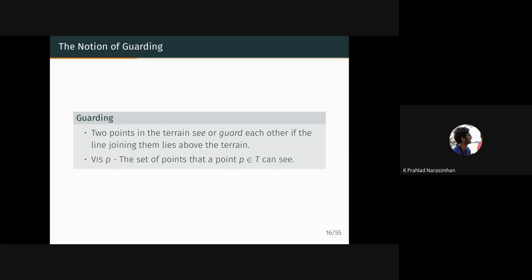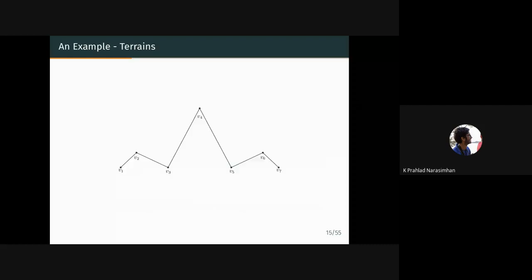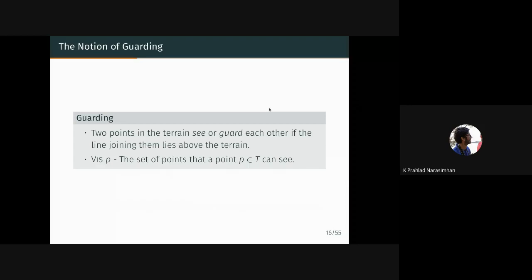So then we write the visibility region of a point P. It's the set of all points that P sees, where P is a point on the terrain. By the way, a point on the terrain need not be just one of the Vi's. It can be on any of these line segments. Like it can be a point here. So that is the notion of guarding.